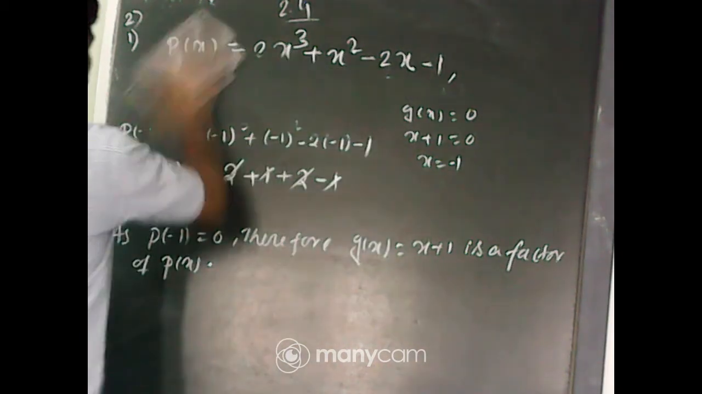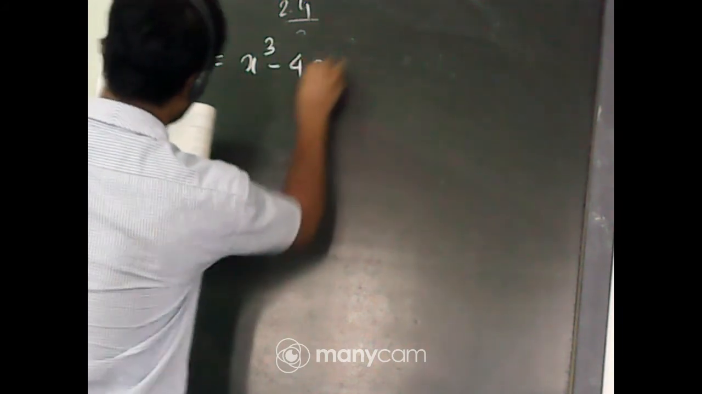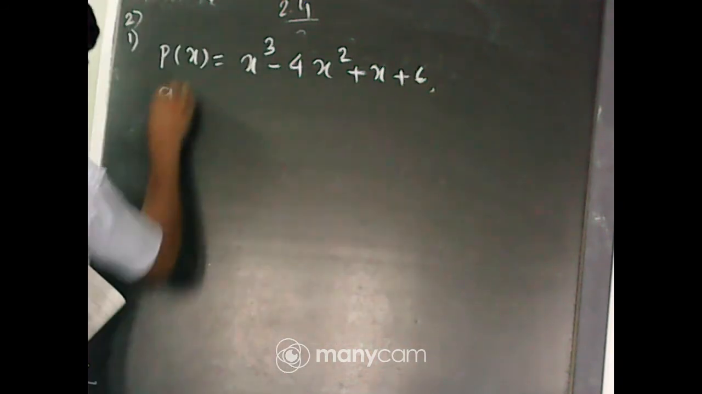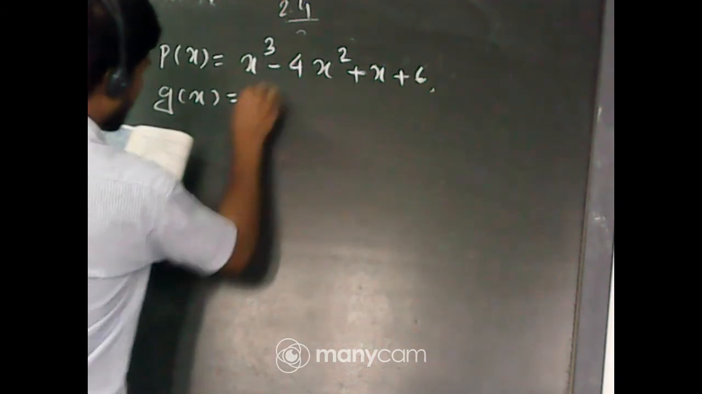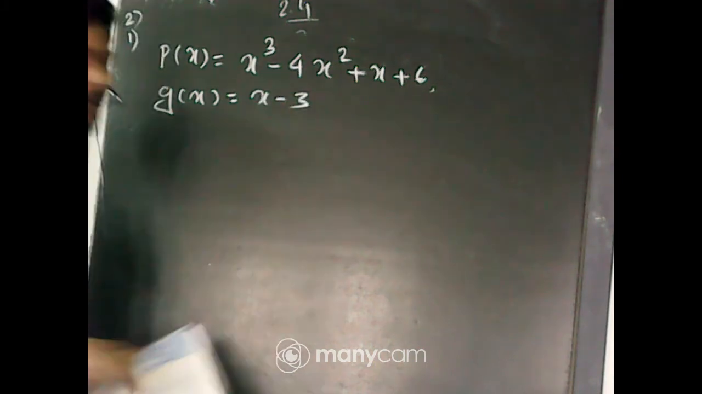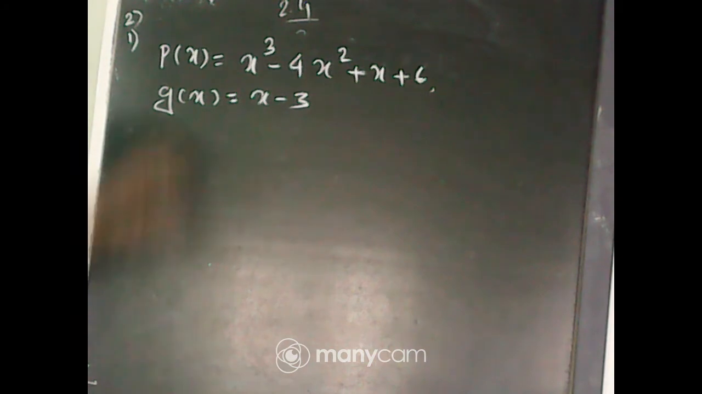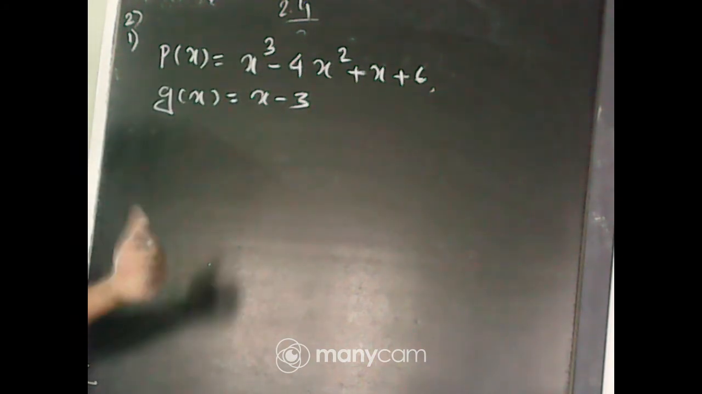Okay, question number 3 is here. The polynomial is p of x equal to x cube minus 4x square plus x plus 6, and g of x is equal to x minus 3. Now we have to check whether x minus 3 is a factor of the polynomial, that is, whether g of x is a factor of the polynomial p of x or not. So tell me, in place of x what do we have to put?